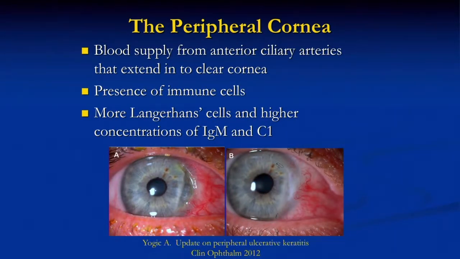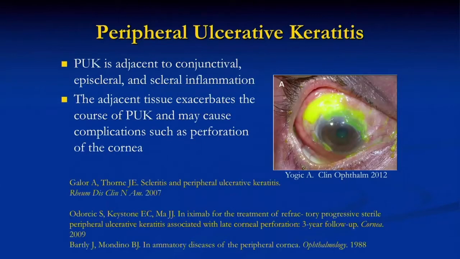So why the periphery of the cornea? Well, the blood supply of the periphery of the cornea comes from anterior ciliary arteries that extend into the clear cornea, about 0.5 millimeter into the clear cornea. So we have the presence of immune cells. We have more Langerhans cells and higher concentration of IgM and C1 concentrations there.